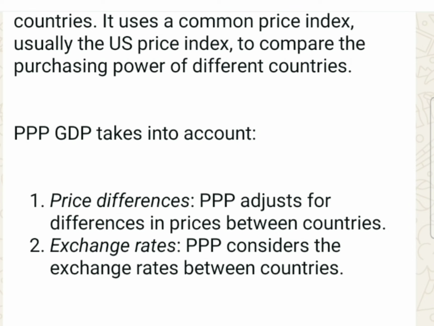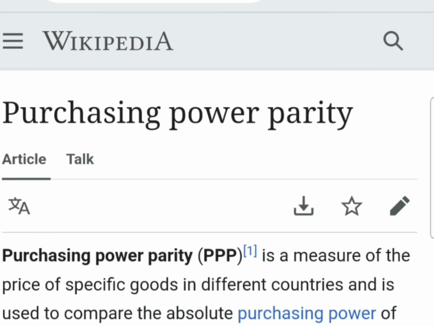PPP GDP takes into account price differences. PPP adjusts for differences in price between countries. Exchange rate: PPP considers the exchange rates between countries. Purchasing power parity is a measure of the price of specific goods in different countries and is used to compare the absolute purchasing power of the countries' currencies.